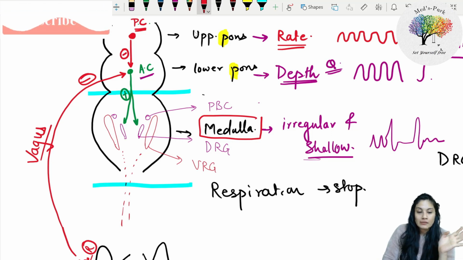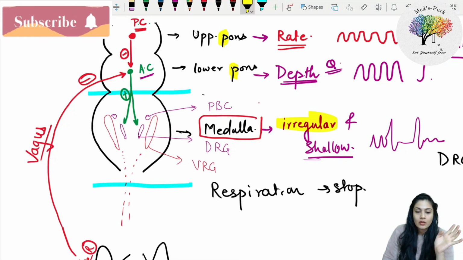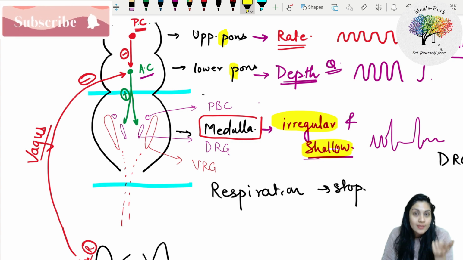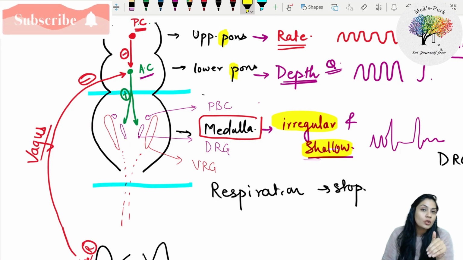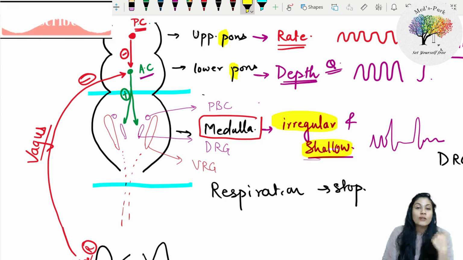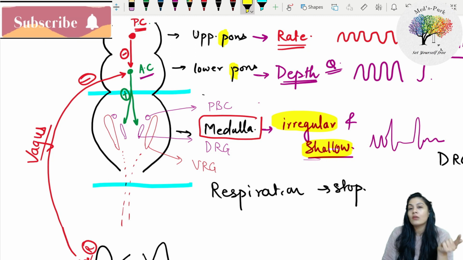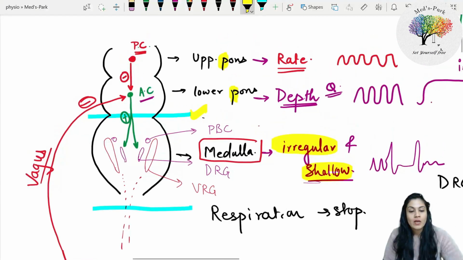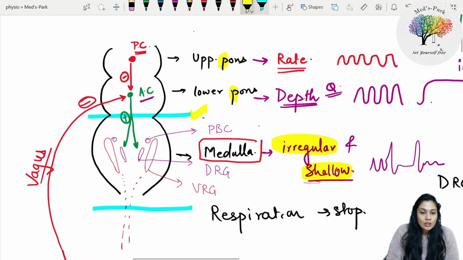But remember, the respiration will not be regular. There will be irregularity, and the respiration will be shallow, since the signals from the apneustic center are not coming towards the medulla because there is a lesion in between. Okay, so the respiration will be irregular and shallow if the lesion is at the level between the pons and medulla.